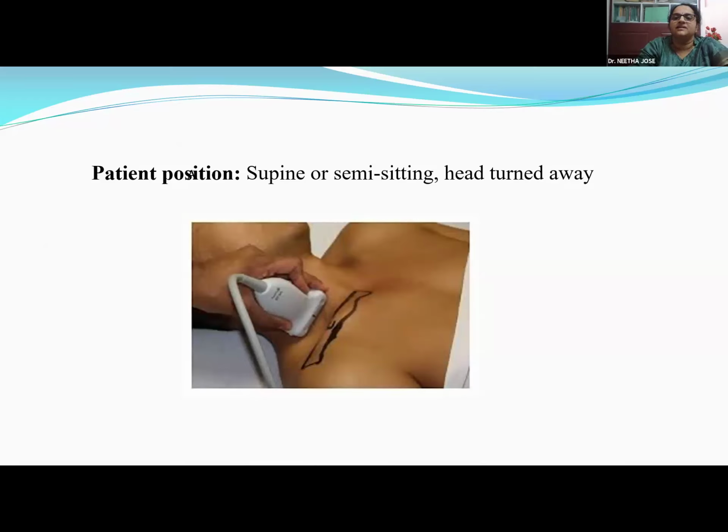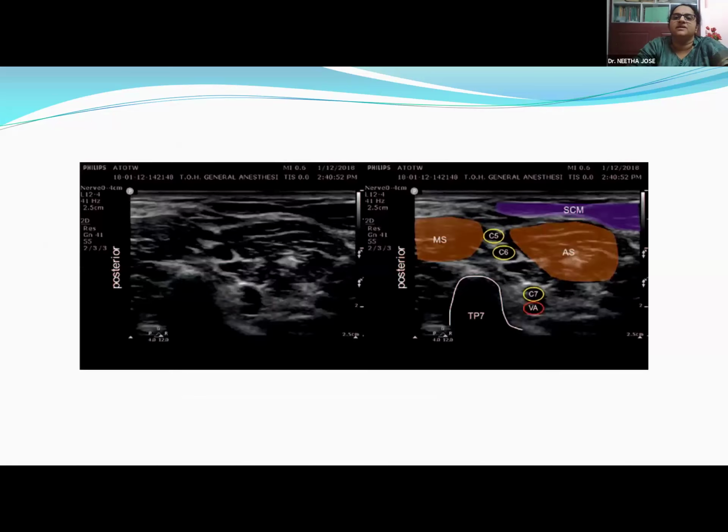This is an ultrasound image of the interscalene groove. Here, interscalene block is performed at the level of the C5, C6, and C7 nerve roots. The brachial plexus at the interscalene level is seen lateral to the carotid artery and the internal jugular vein, between the anterior scalene and middle scalene muscles, and it lies inferior to the prevertebral fascia, superficial cervical plexus, and sternomastoid muscle.